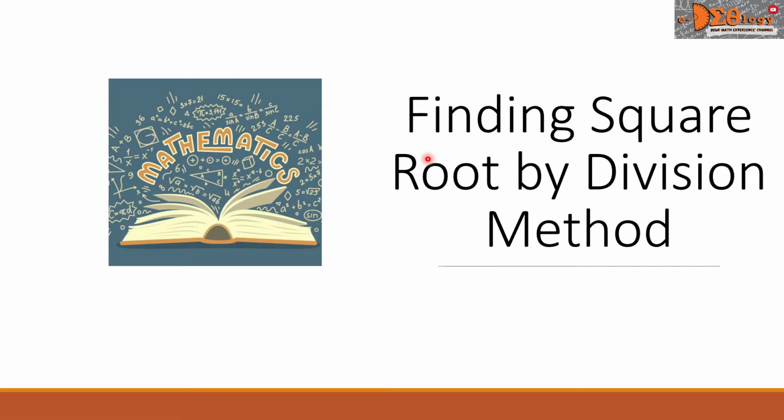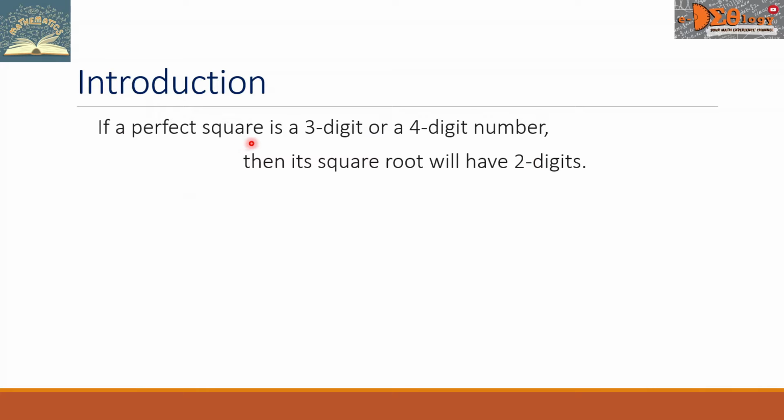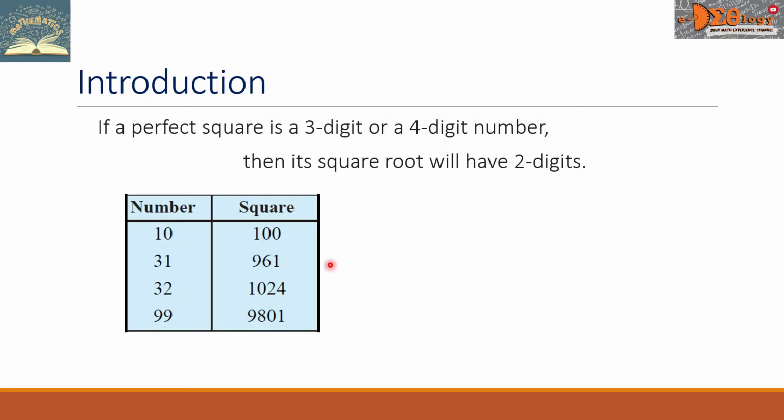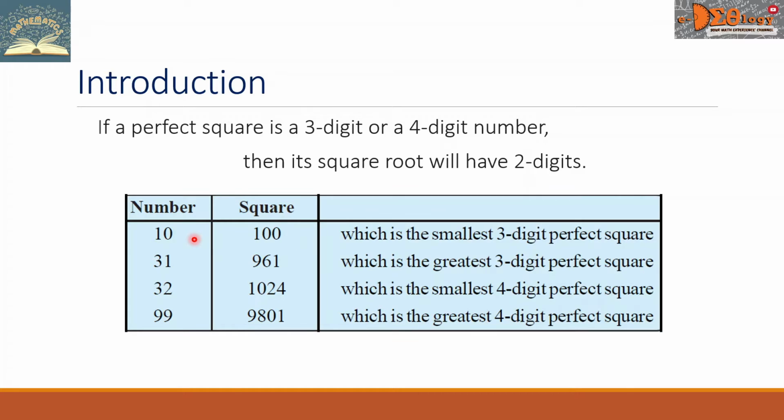Hi everyone. Today we're going to study finding square root by division method. If a perfect square is a 3-digit or a 4-digit number, then each square root will have 2 digits. Let's see some examples. The square 100 and the square root is 10.